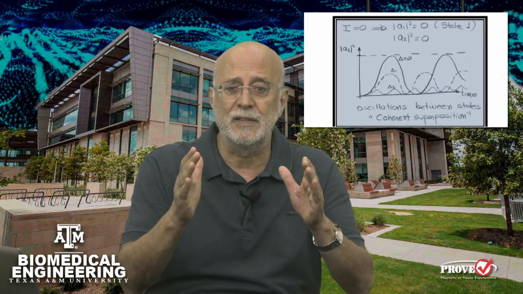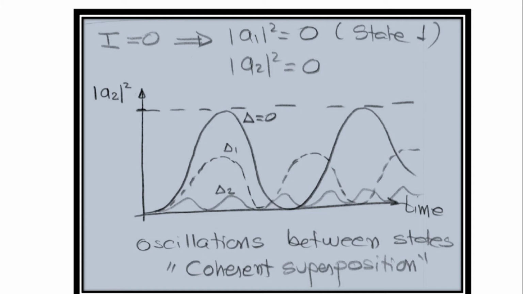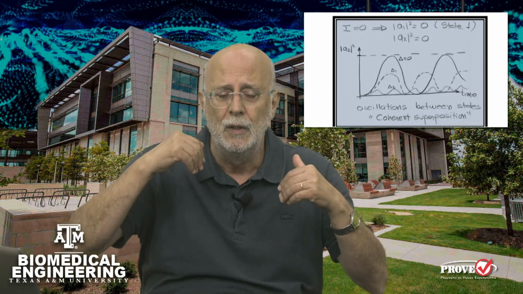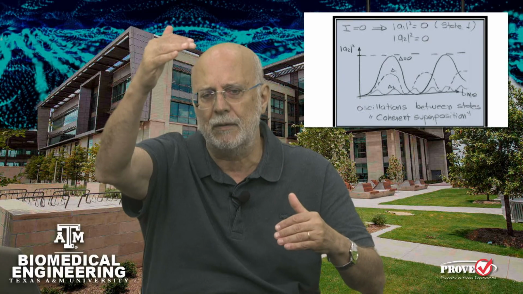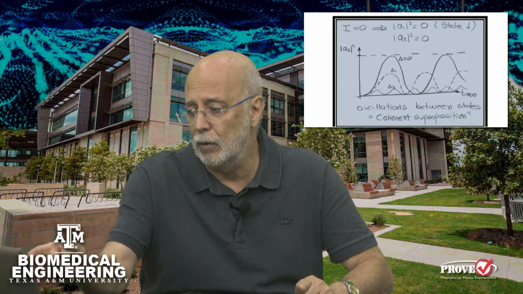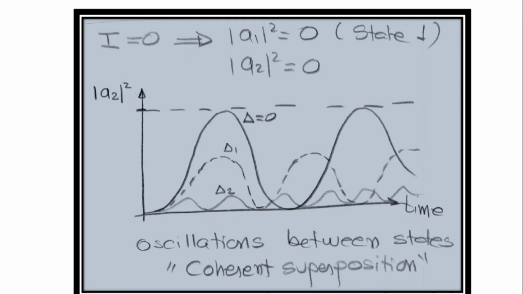But if delta is not 0, remember, when I take the frequency of the light far from the natural frequency of the oscillator in the full classical model, the amplitude was small. Here, the amplitude of probabilities is small. So the chance for me to go to the second state is lower. And as I go further, so I put a delta equal to 1, which means not 0, I'm going far from the resonant frequency. If I go even further, it's a smaller oscillation. Faster, but smaller.